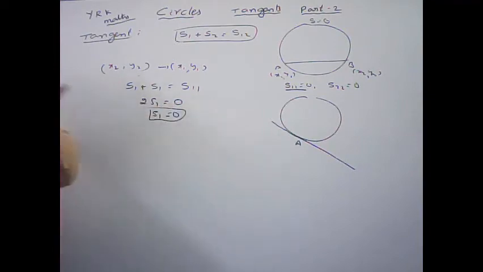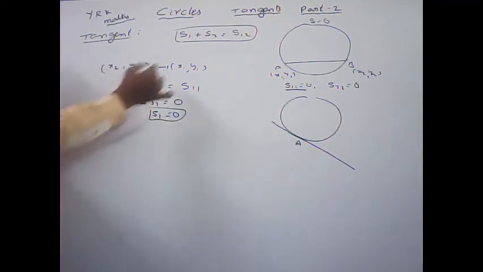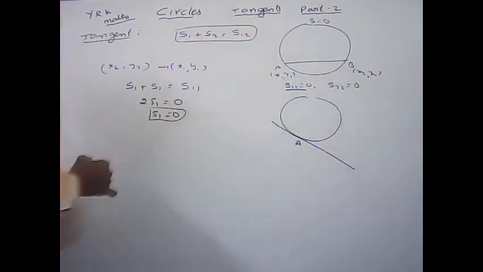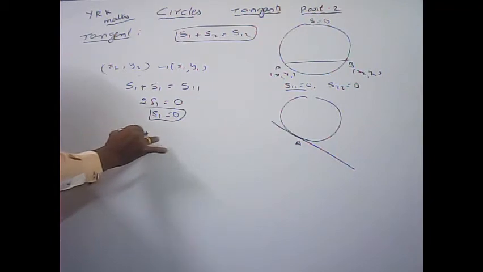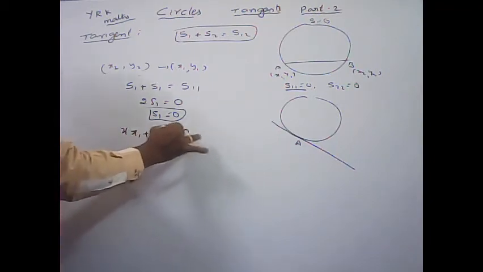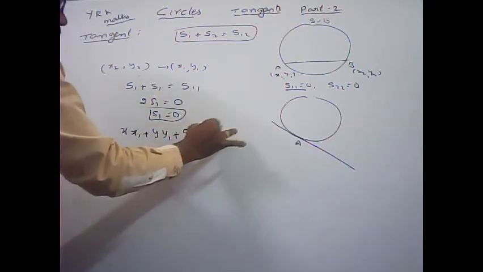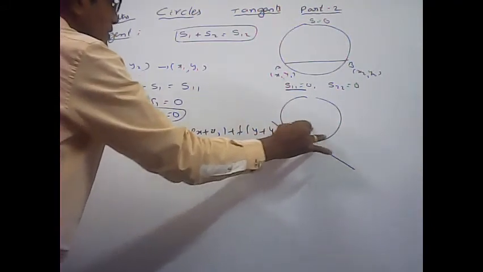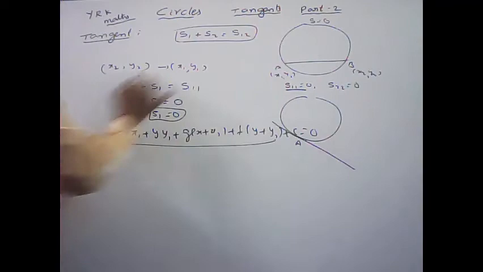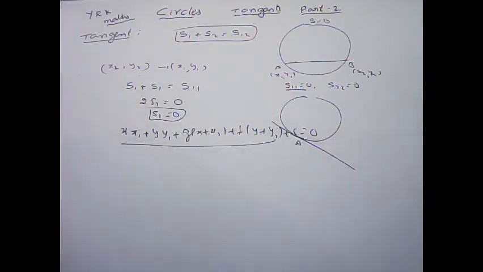What about S1? Already the standard notations have been written. If the equation of the circle is given as x square plus y square plus 2gx plus 2fy plus c equals 0, then x x1 plus y y1 plus g of (x plus x1) plus f of (y plus y1) plus c is equal to 0. This is S1. S1 equals 0 is the equation of the tangent at a particular point x1, y1 on the circle. That point should lie on the circle.